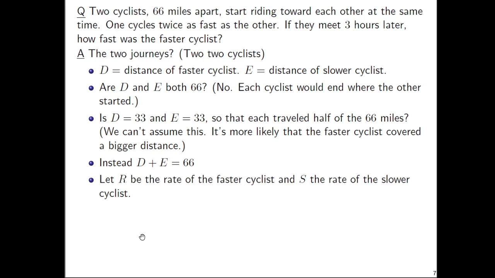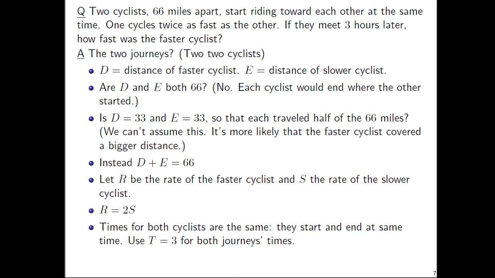Let's have R represent the rate of the faster cyclist and S the rate of the slower cyclist. Then, because the second sentence in the question says one cycles twice as fast as the other, we can say R is equal to 2 times S. The times for both cyclists are the same, right? They start and end at the same time. They meet 3 hours later. So we'll just use T equals 3 for both journeys' times.